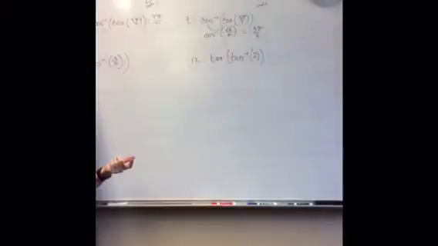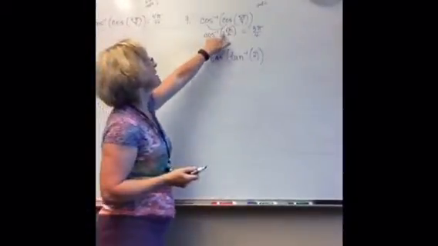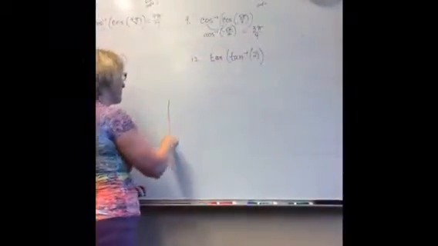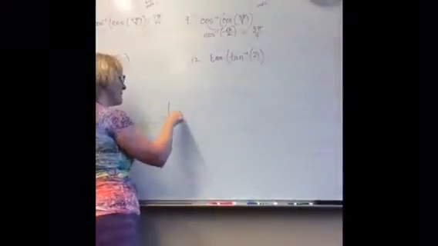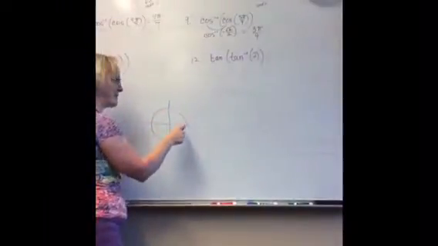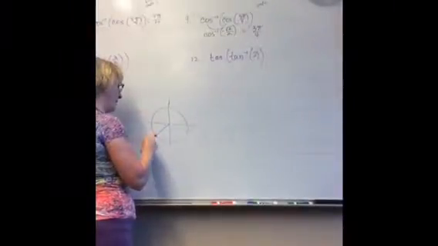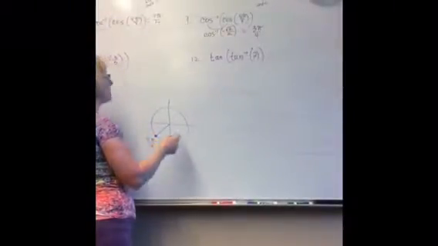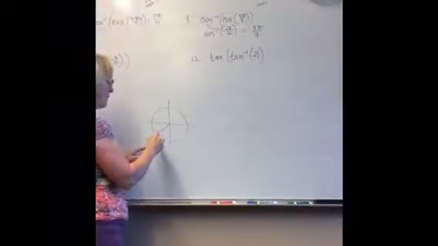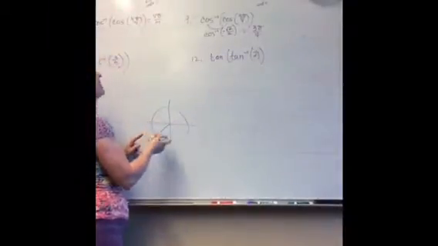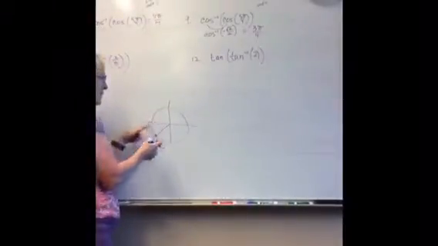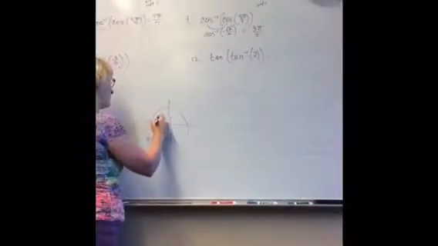Why can't it just be pi over 4? Because this is a negative. So let's go back to our unit circle. In our unit circle, 5 pi over 4 was right here. This is 5 pi over 4. So definitely we can take the cosine of 5 pi over 4, and in the unit circle, it's negative square root of 2 over 2.